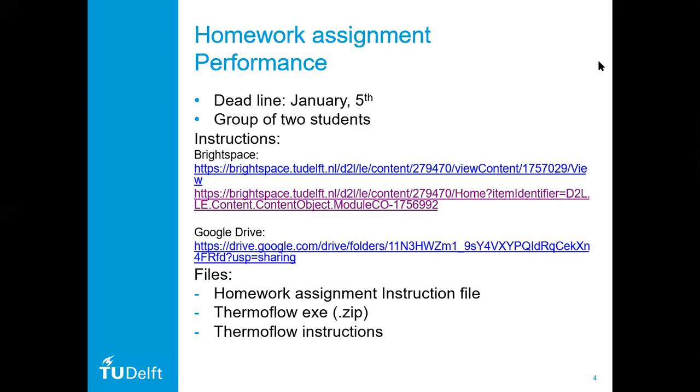Well, let's set it to January 5th. And the work is due January 8th. So please hand it in by January 8th. Groups of 2 students, include your student number, and things like that. Are there any questions now about the homework assignments? For the TU Delft students, only one student has to upload it.